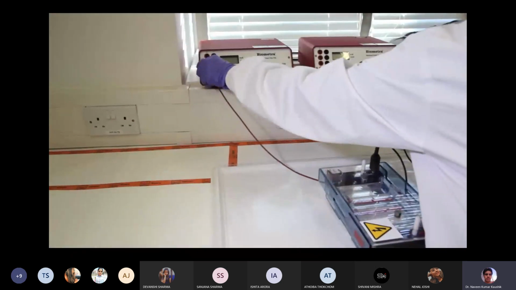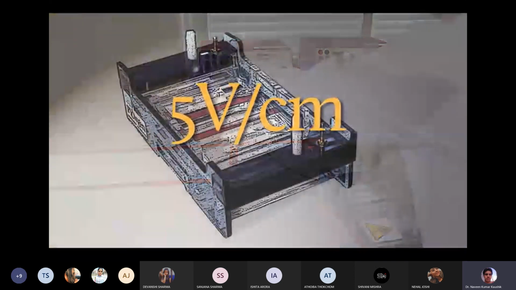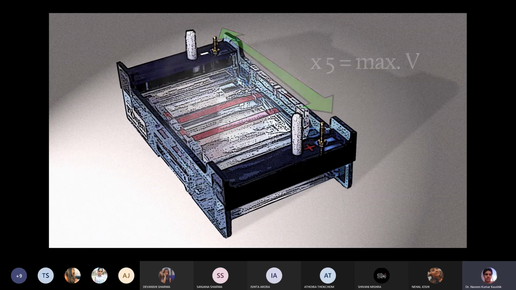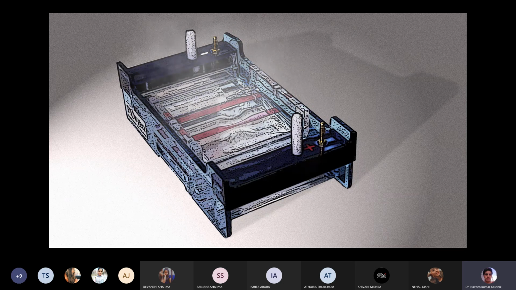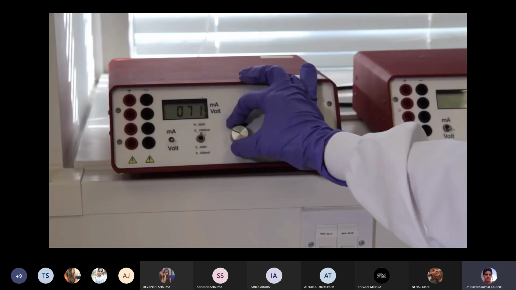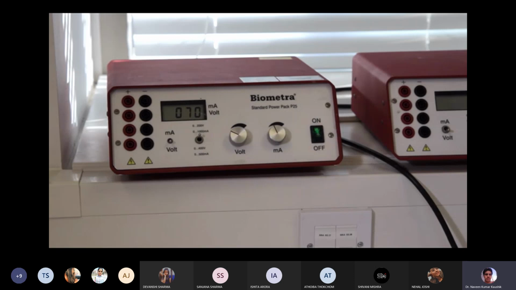This is a black to red migration. Black is going to be negative, red is going to be positive. Voltage, you have to fix it. If you keep voltage high, then the temperature is going to rise. That may lead to the melting of your agar gel.